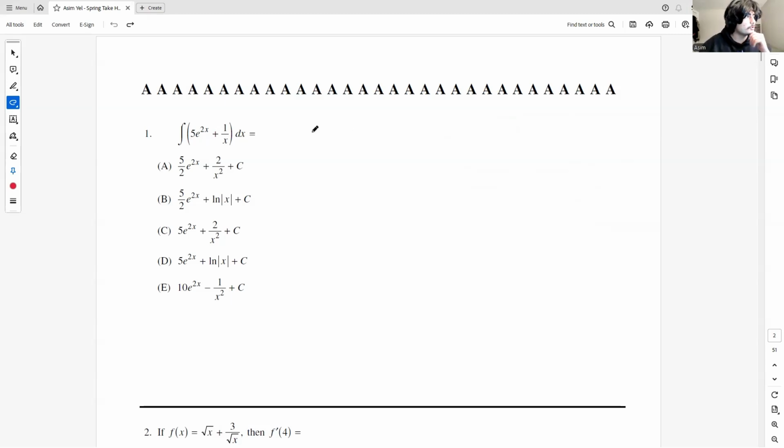All right, so the first question is taking the integral of 5e to the 2x plus 1 over x dx. In order to start, you have to know how to take the integral of e to the x. If you take the integral of e to the x, you get e to the x plus c. However, in our case, we have e to the 2x, which changes everything. So I'm going to have e to the 2x as well, but the only difference is that I'm going to have a 2 in the denominator.